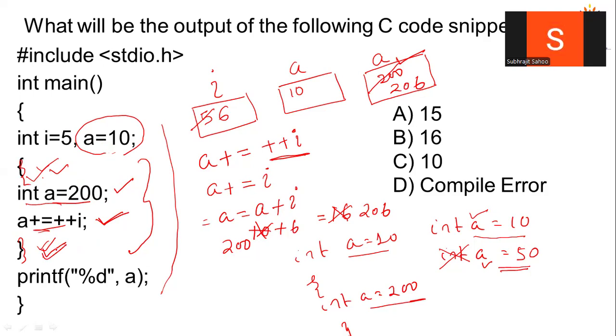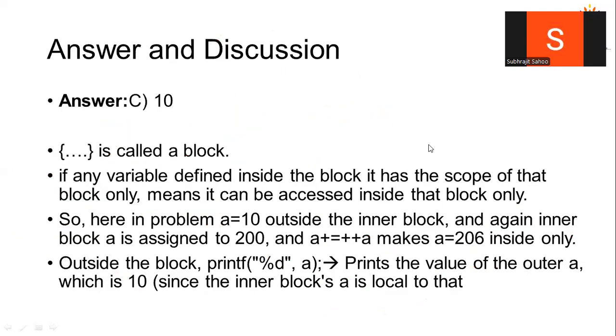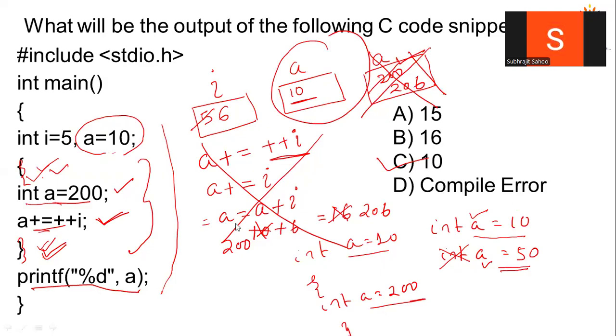End of the bracket. Remember, end of the bracket means whatever we have done, everything will be deleted here. So this a container is also deleted here, right? After deleting this bracket, what are we printing? printf %d a. This inner a is already deleted. Which a is there? This a is there. Is this a value changed or not changed? Not changed. Right now a value is what? 10. 10 will be printed. Answer is C. Observe, answer C or not. Right? I hope this concept is clear.